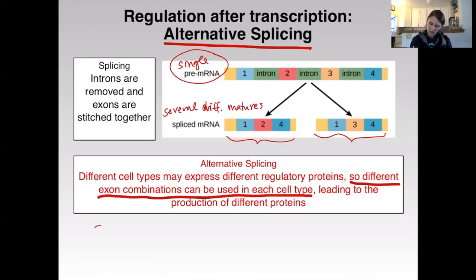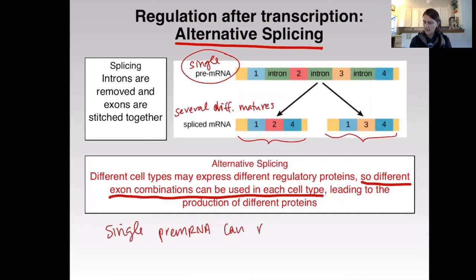So a single pre-mRNA can, oh my gosh, yeah, give rise to many different mature mRNA sequences.